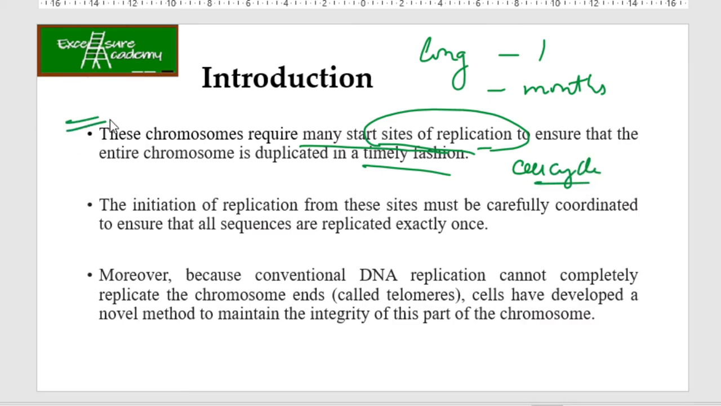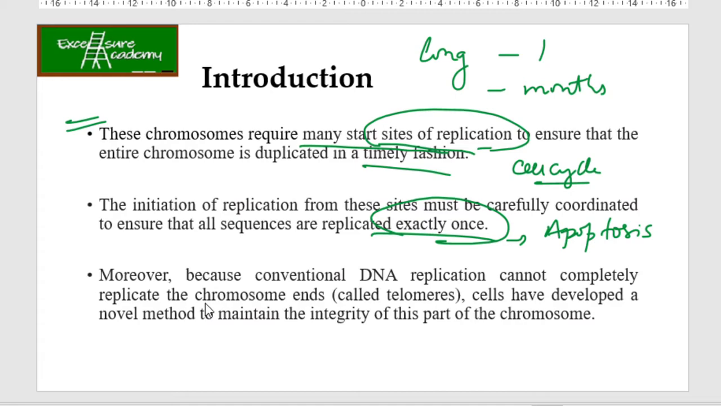So this is one important sentence. Now, the initiation of replication from these sites must be carefully coordinated to ensure that all the sequences are replicated exactly once. Now suppose this is not happening, then what will happen? Then the cell gets mutated or it will undergo apoptosis. If a small error happens and it does not follow the cell cycle, please understand that it can have only two fates: either the cell gets mutated and becomes cancerous, or otherwise the cell will undergo apoptosis.